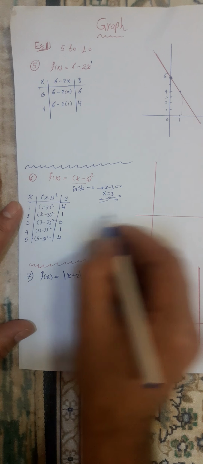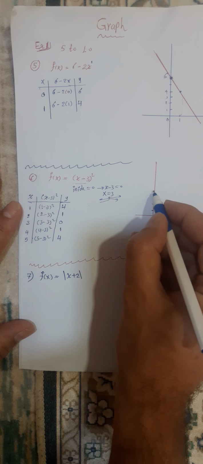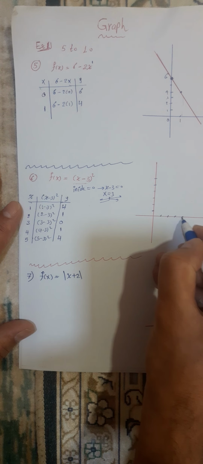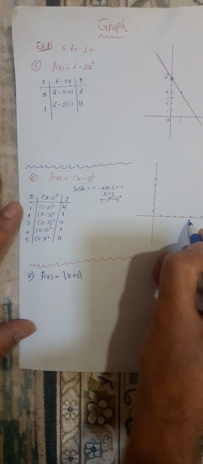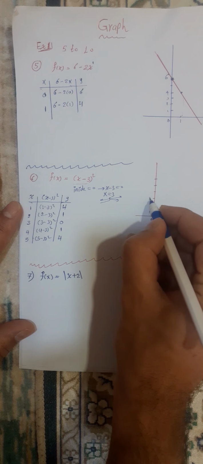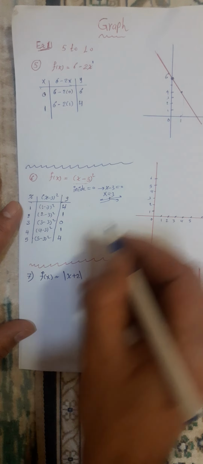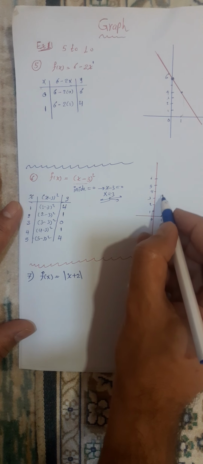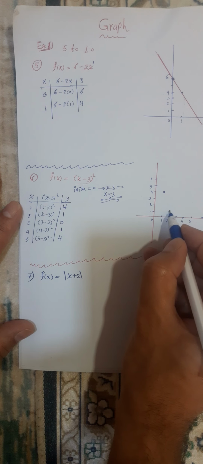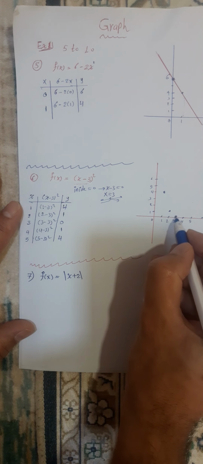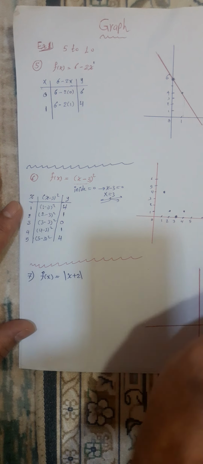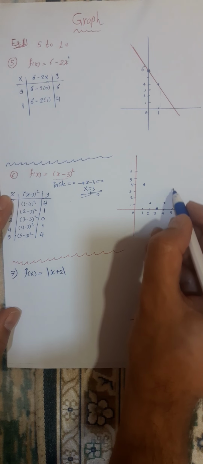So on the coordinate plane, the first point is (1, 4). Second, (2, 1). Then (3, 0), (4, 1), and (5, 4).